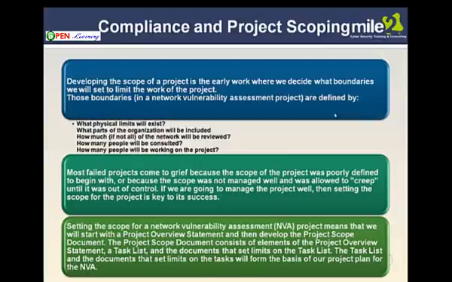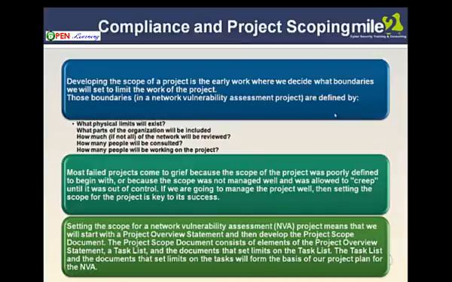Compliance and project scoping. The idea of going toward putting together a network vulnerability assessment. We're trying to develop the scope of the project, and that's the early work when we decide what the boundaries we're going to set to the work of our project. We're trying to think of the limits, how far we're going to take this. Are there any physical limits of what we're going to do our assessment on? Maybe there are parts of the organization that we're not going to be doing the vulnerability assessment on, because they say stay clear of this particular location or department.